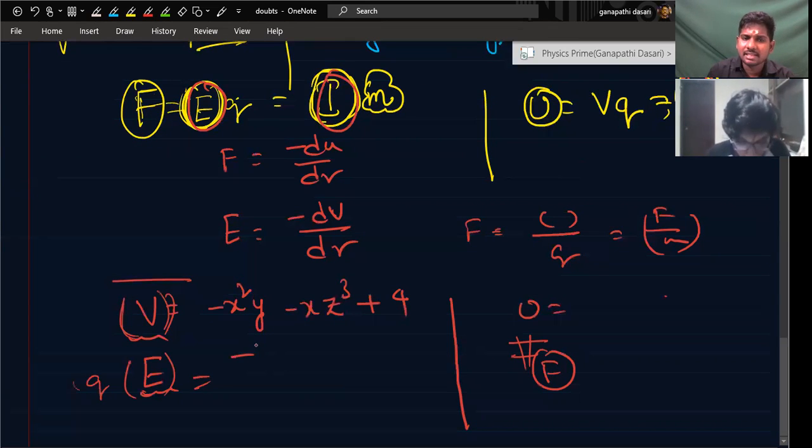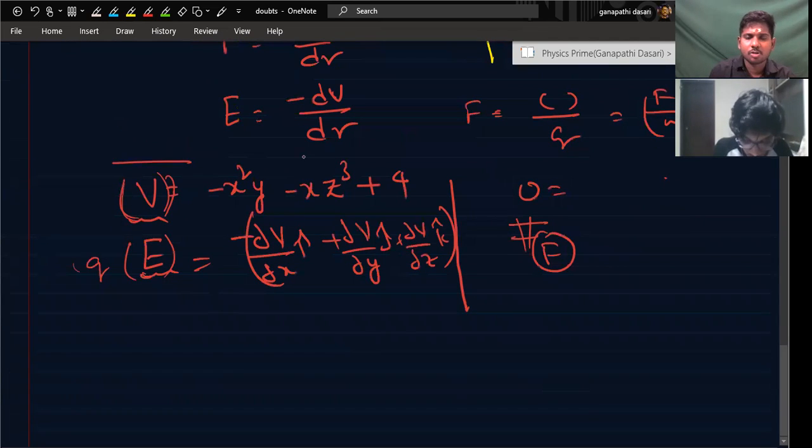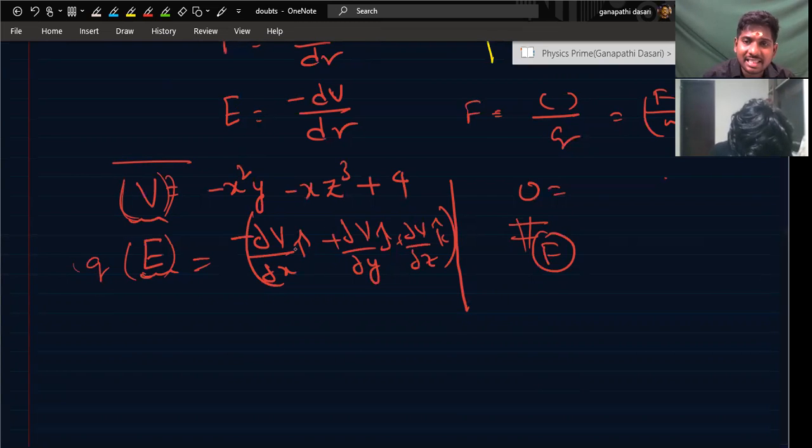Now you directly use the formula. What is the formula? Minus dV by dr, that is nothing but minus del V by del r. Because x, y, z three are there, the formula is minus dou V by dou x i cap plus dou V by dou y j cap plus dou V by dou z k cap. Just use this formula to solve this question. Based on this concept, you can solve whatever questions. For 2009, it is asked in electrostatics. This can be asked in gravitation also.